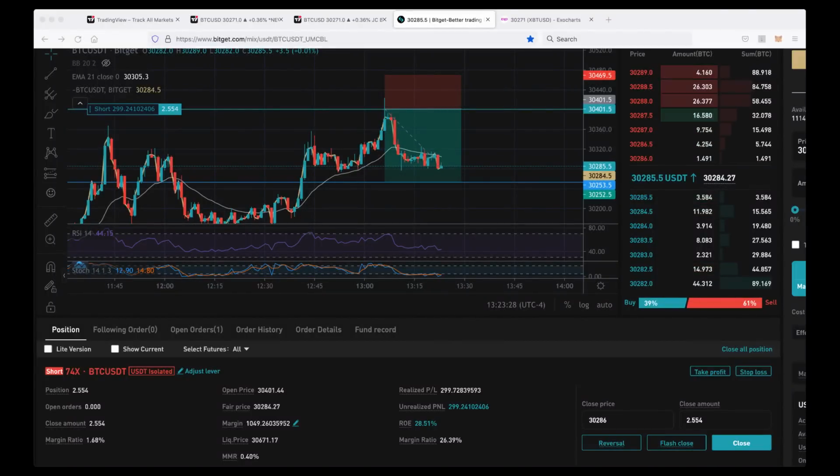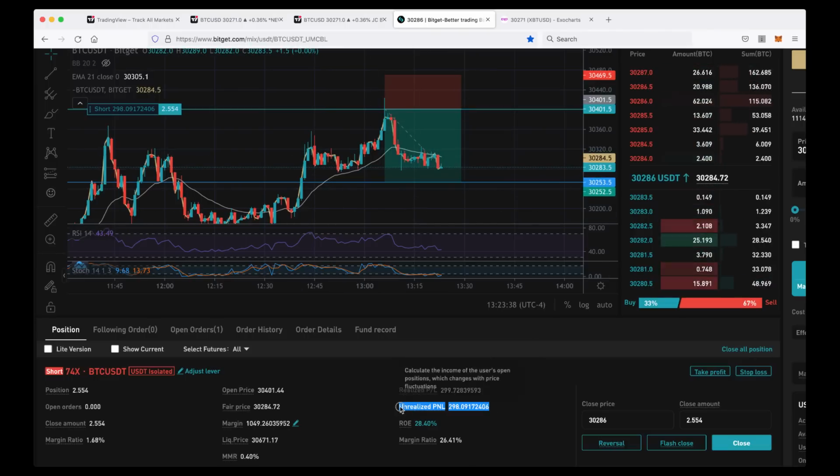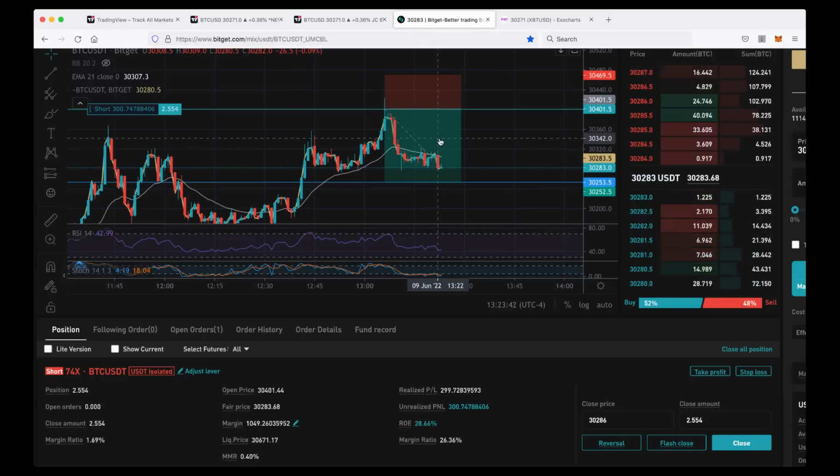Alright y'all, I wanted to come in and make a quick video about finding good scalp setups, because right now I took this little Bitcoin scalp here, and you can see I locked in a quick $300 profit. I still have about $300 unrealized profit. Stop loss is also in profit, so worst case scenario, I'll close the trade with about $350 profit.